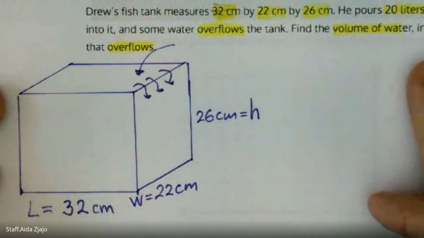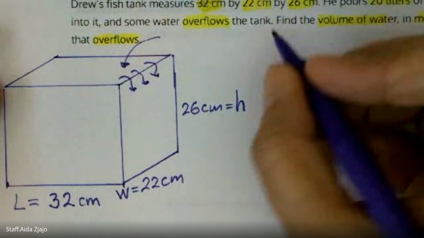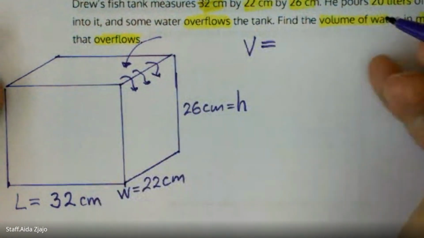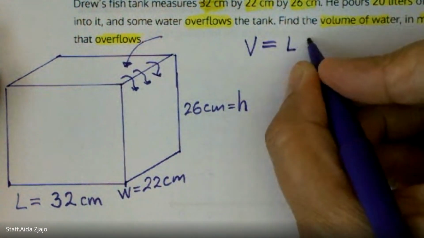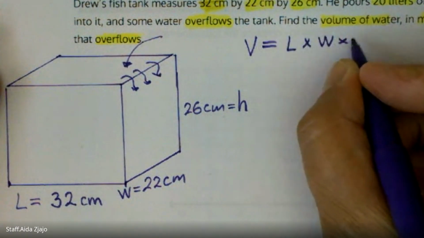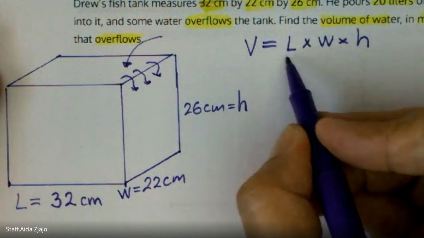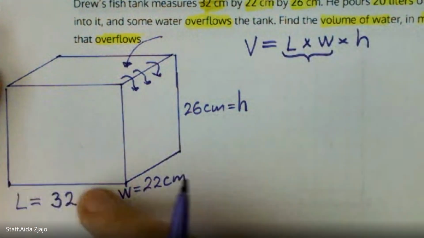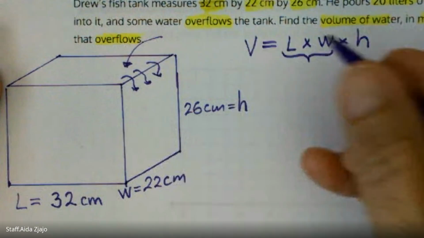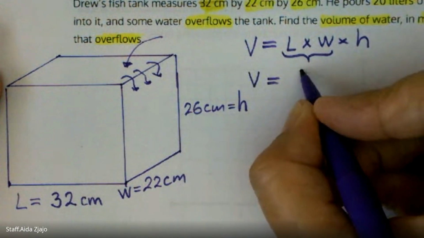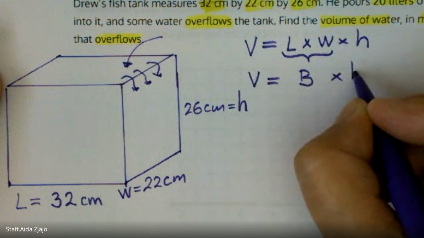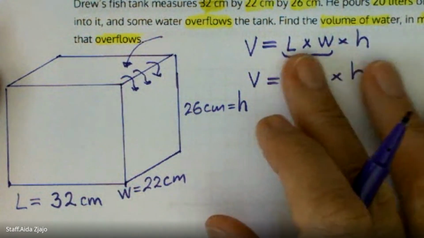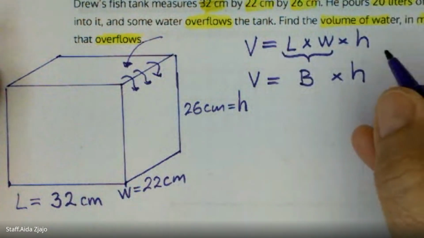So the volume formula: the volume is how much it can fit in this tank. It is the long side times the short side times the height, or we can say the base times height. This is another way. The length times width is called the base. So another formula is base times height.